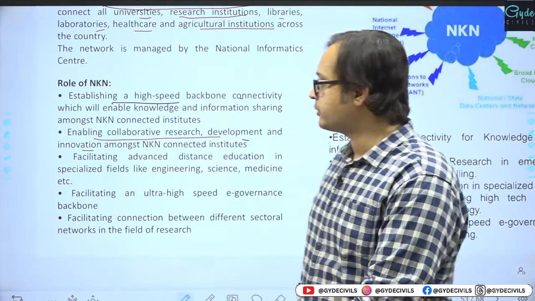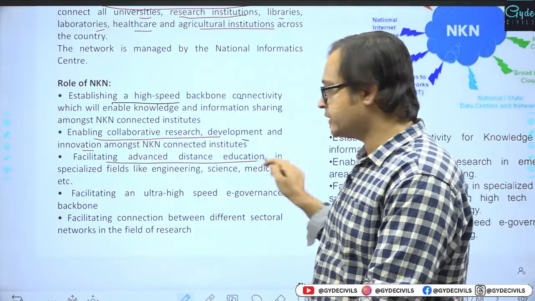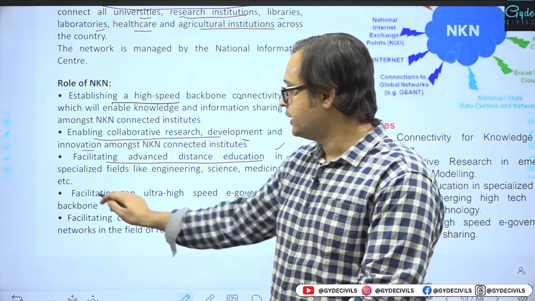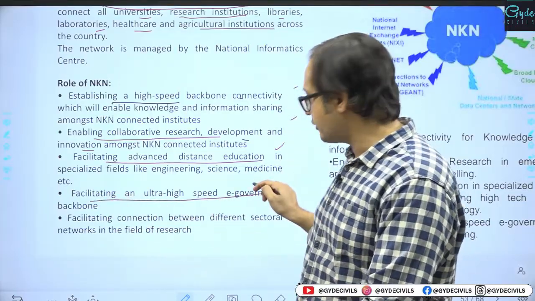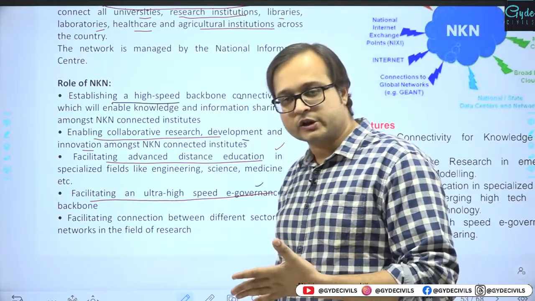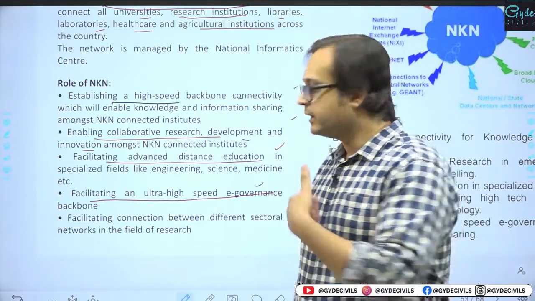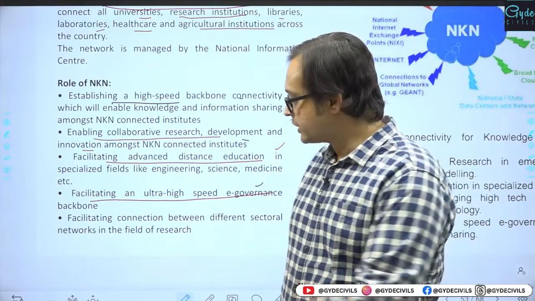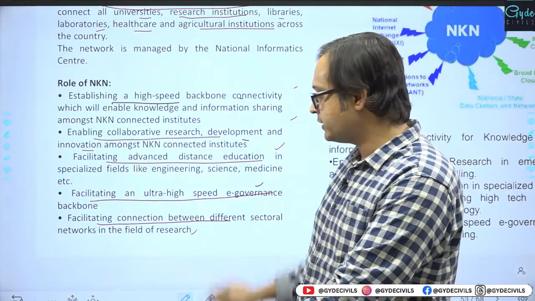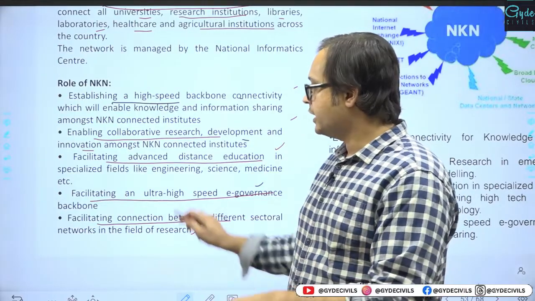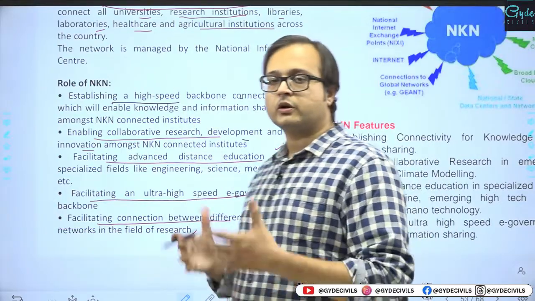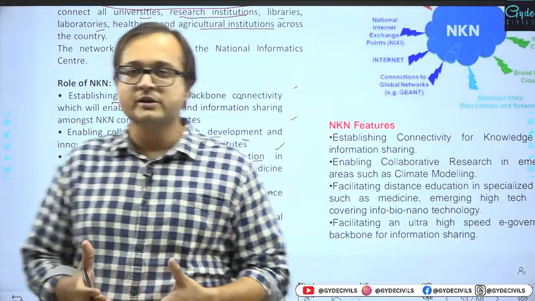That could also be one aspect. Facilitating advanced distance education is also one aspect or role of National Knowledge Network. Facilitating an ultra high speed e-governance backbone also, because the policies relative to educational delivery or digital education would be the role of e-governance. That can also be established with the help of National Knowledge Network. And facilitating the connection between different sectoral networks in the field of research. So research, education, collective e-governance, high-speed backbone network, all of this is the basic role that the National Knowledge Network plays.